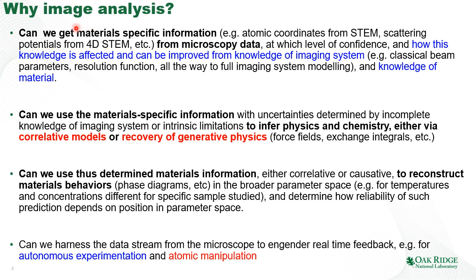Stage one: if we have the image, for example, an electron or scanning probe microscopy image, the question becomes, can we get the material-specific information out of the microscopy data? For example, if we want to do quantitative analysis, we don't need the image per se. We want to extract the material-specific information. For scanning transmission electron microscopy, we want to extract atomic coordinates. For Ronchigram imaging or 4D STEM, we want to extract the scattering potential. For scanning probe microscopy, for example STM, we want to extract the density of states and the Fermi level, and then reduce it to the atomic coordinates.